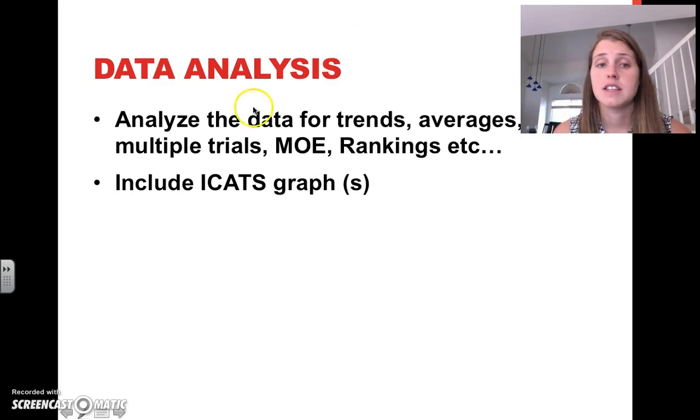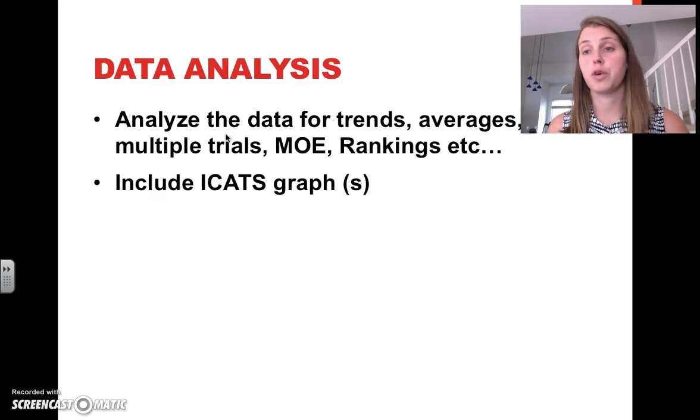Data analysis. So when you are done with your experiment and you're now just looking at your data, you want to analyze any trends. So maybe as the independent variable increases, the dependent variable decreases. So you want to look for those trends. You also want to take any averages, especially if you did trials. So if you did multiple trials, you're going to need to average all of them and come to some sort of conclusion on what you think the average number is and what you can use for your conclusion.